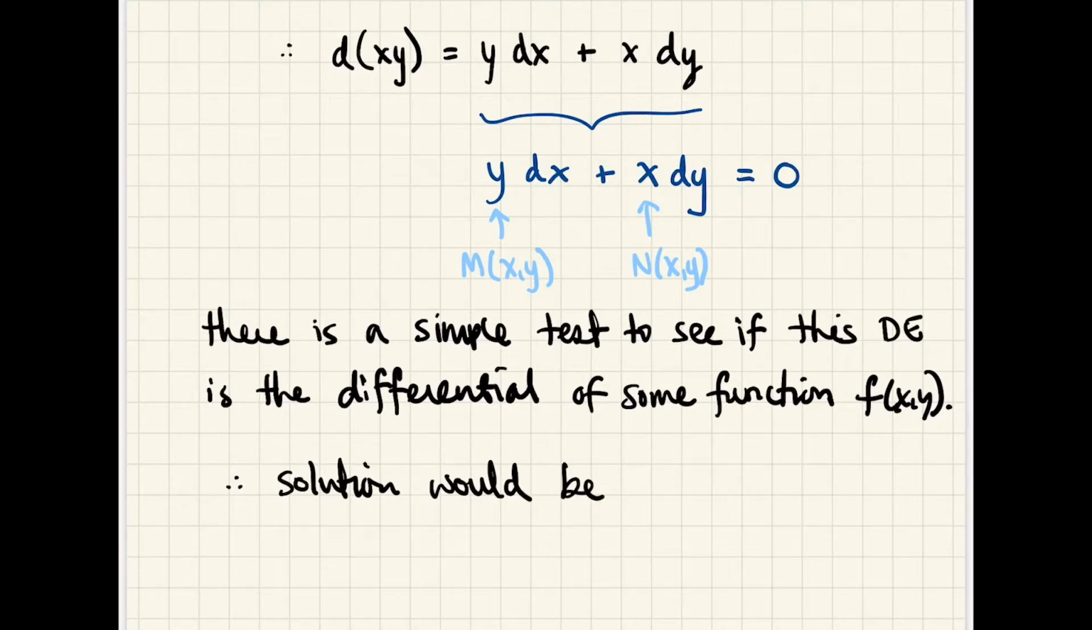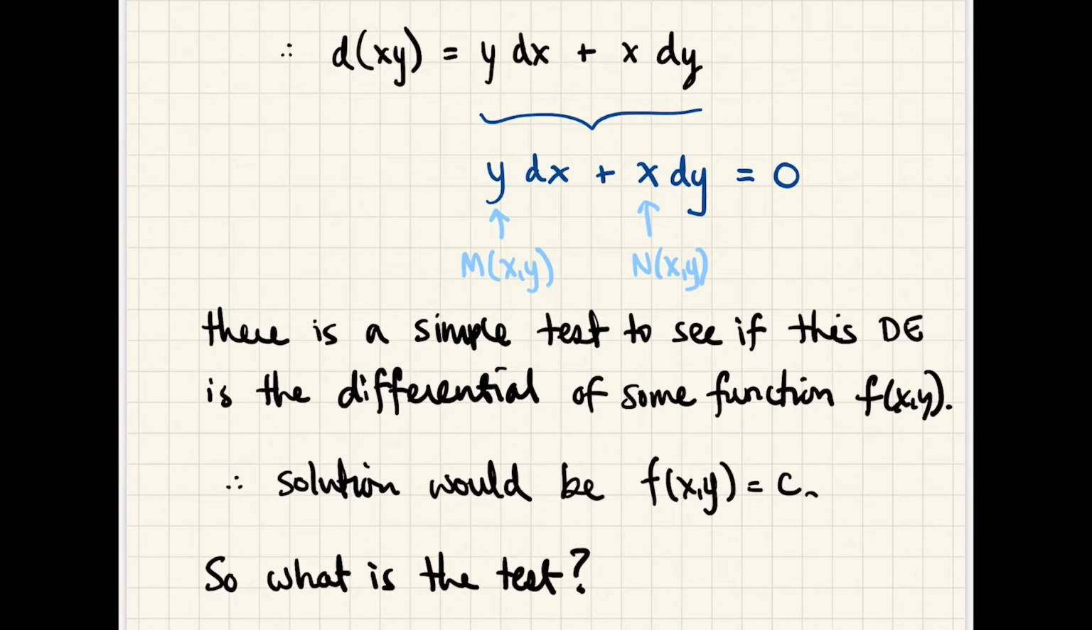By integrating this differential form, we'd get f(x,y), and integrating the 0 would give us a constant. So we would simply have an expression involving x and y equals c, and we'd be done. Or you could isolate y if you wanted in that solution. So what is the test?